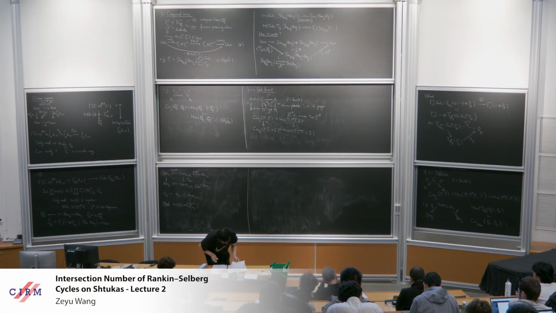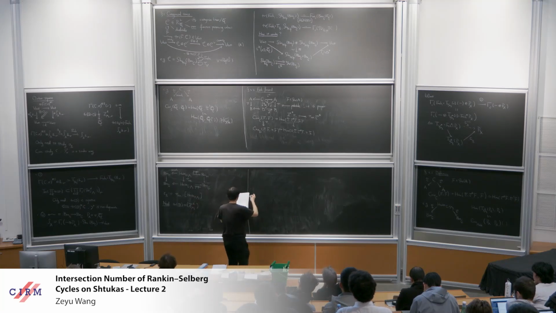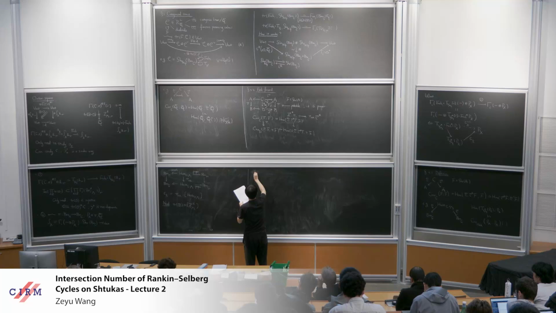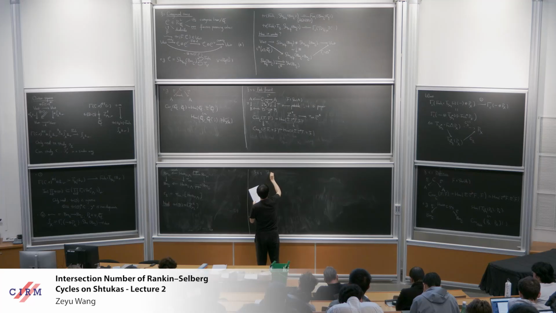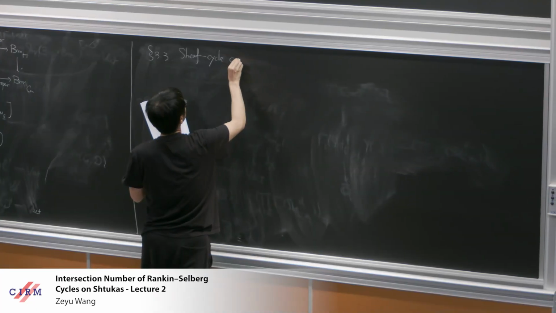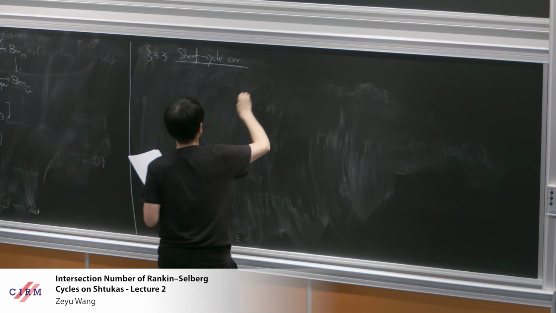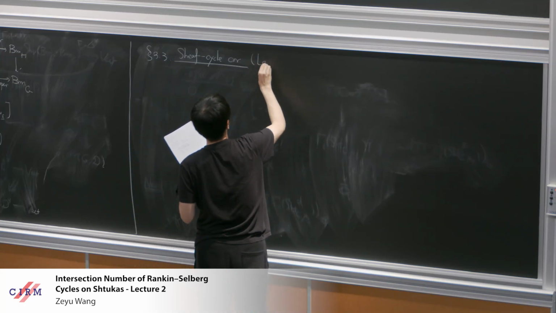I need to hurry a little bit. So we need to do this. For this purpose, I need to introduce the so-called sheaf cycle correspondence, and I think it's sometimes called the map of local terms.